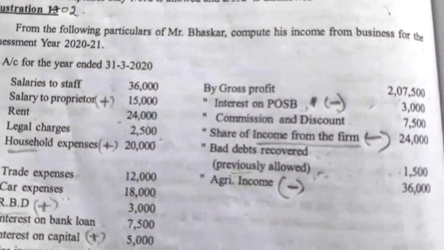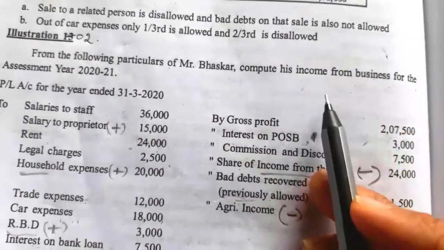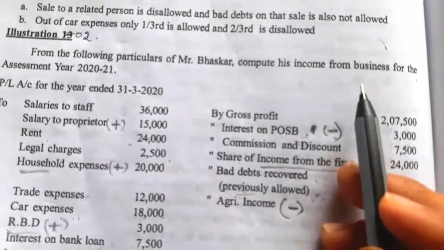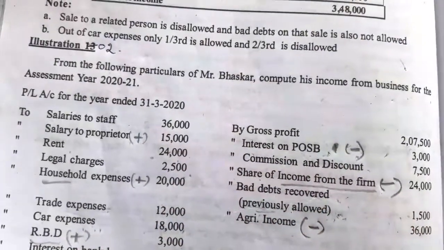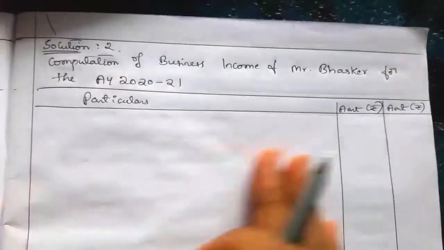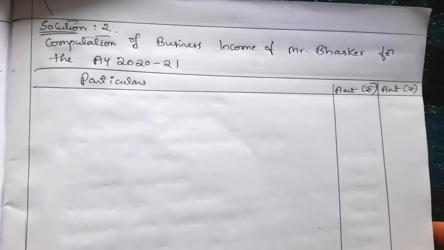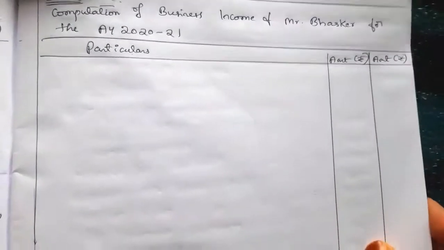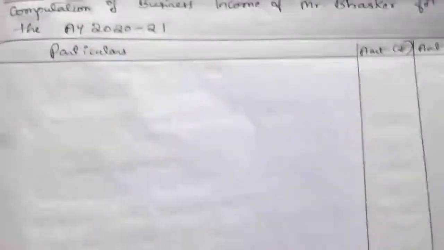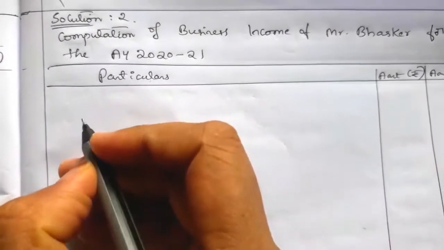Yes, now we will work out the solution. Write the heading: computation of income from business, or computation of business income of Mr. Barker for the assessment year 2020-21. So draw three columns: particulars and two amount columns. We have to start with the net profit as per profit and loss account. So write net profit as per profit and loss account.